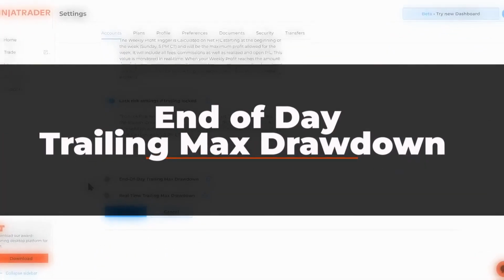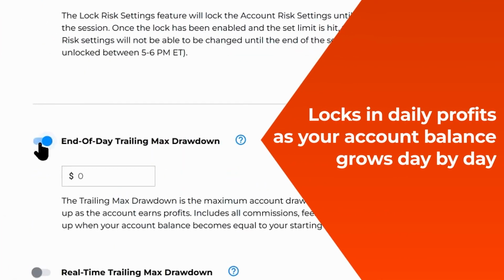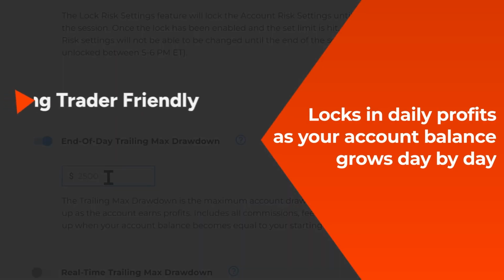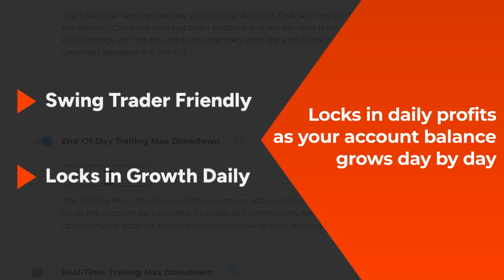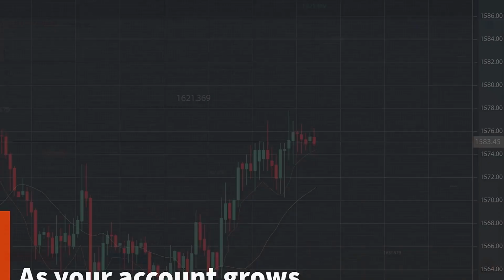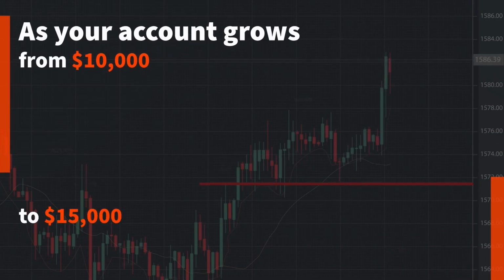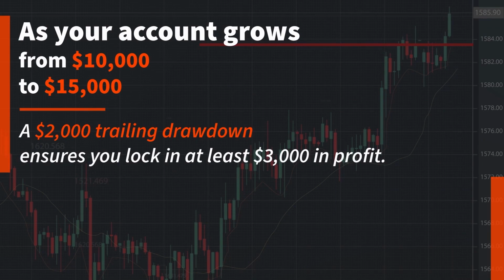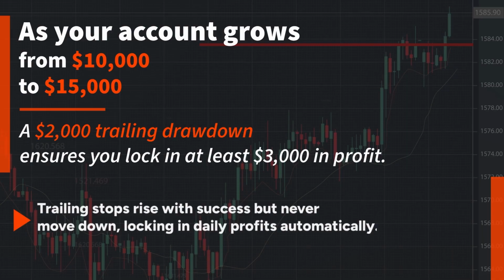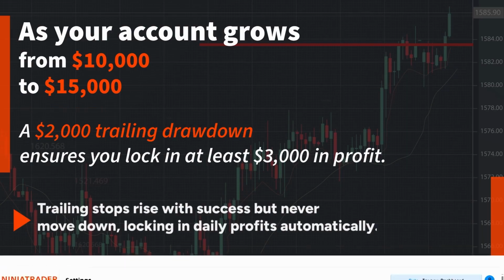The end-of-day trailing max drawdown locks in daily profits as your account balance grows day by day. This trailing stop only calculates and is adjusted once per day at the market close, based on the trailing dollar amount specified. This gives swing traders a measure of control by locking in profits without the distractions of intraday fluctuations. For example, as your account grows from $10,000 to $15,000, a $2,000 trailing drawdown ensures you lock in at least $3,000 in profit. Trailing stops rise with success but never move down, locking in daily profits automatically.